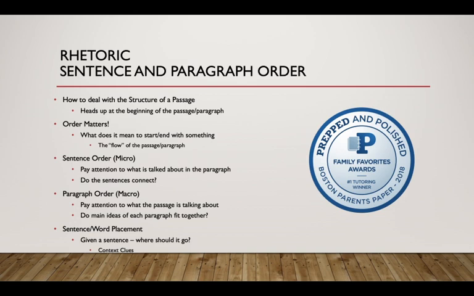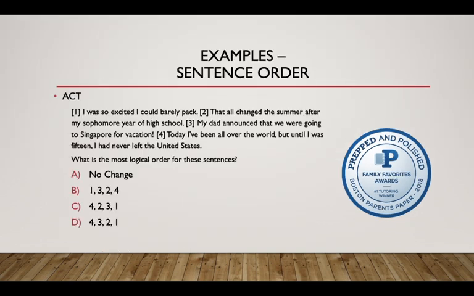Now, let's take a look at some examples. Sentence order. All right. I was so excited I could barely pack. That all changed the summer after my sophomore year of high school. My dad announced that we were going to Singapore for vacation. Today, I've been all over the world, but until I was 15, I had never left the United States.